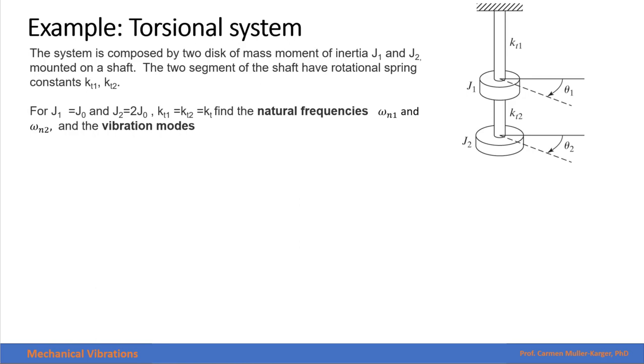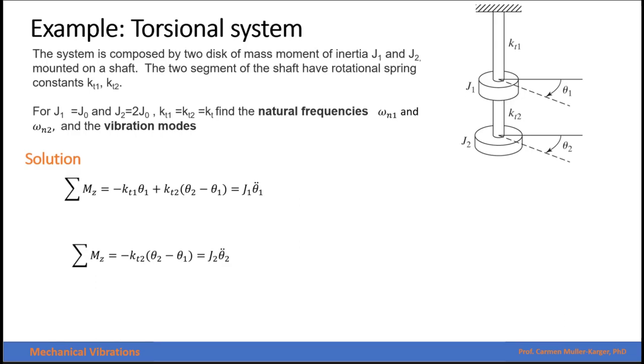The system is composed of two disks of mass moment of inertia J1 and J2, and they are mounted on a shaft. The two segments of the shaft have rotational spring constants of K torsional 1 and K torsional 2. For J1 equal to J sub 0 and J2 equal to J sub 0, and K torsional 1 and K torsional 2 equal to K torsional, we'd like to find the natural frequencies omega 1 and omega 2 and the vibration modes of the system.